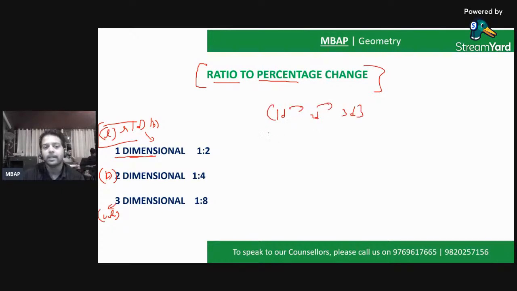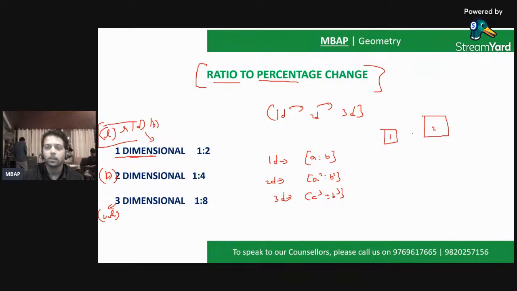Clear? It says if one-dimensional units are in the ratio of A is to B, then the corresponding two-dimensional units will be in the ratio of A square is to B square, and the three-dimensional units will be in the ratio of A cube versus B cube. Something like, let's say there are two squares. The ratio of the length of the first square versus the second square is 1 is to 2.